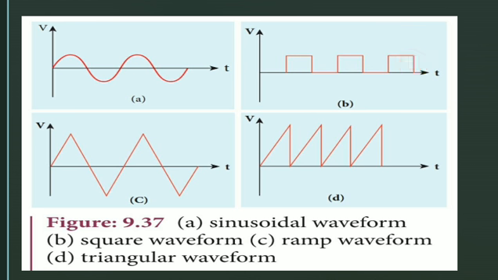Square waveform. And the third one is ramp waveform. And the last one is triangular waveform. These waveforms are used in an oscilloscope. If you go to ECG, the ECG machine is an oscilloscope. In that machine they are producing these types of signals: sine wave, square wave, ramp wave and triangular wave. That's why these are the waveforms. So an oscillator produces these types of waves.